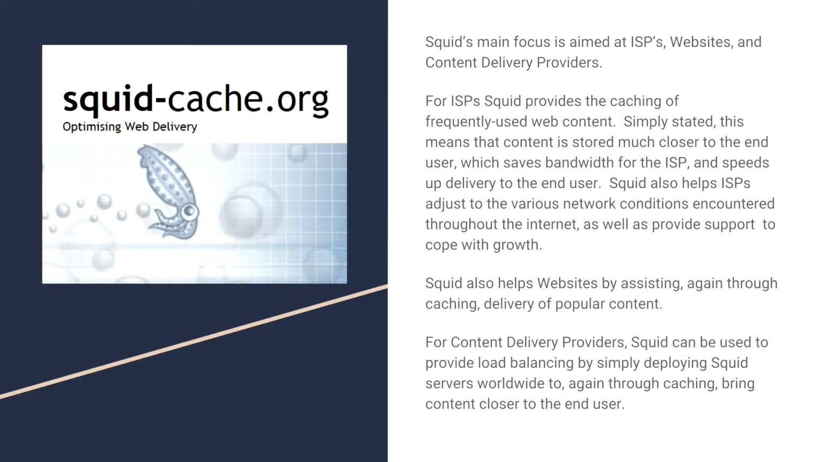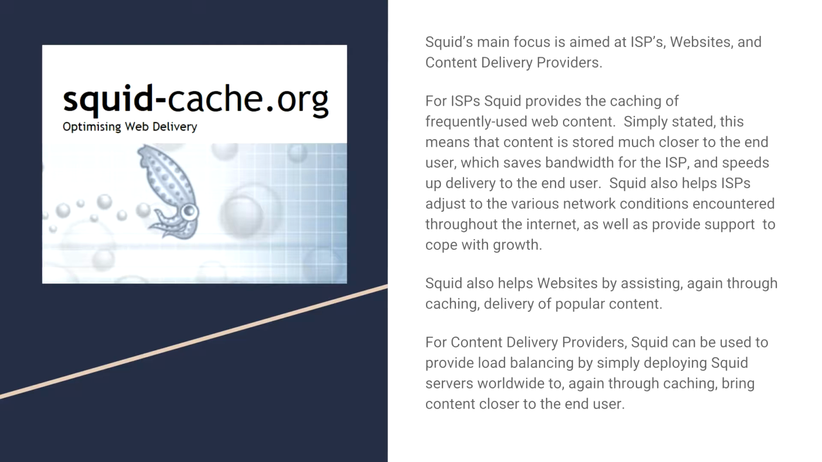For ISPs, Squid provides the caching of frequently used web content. Simply stated, this means that the content is stored much closer to the end user, which saves the bandwidth for the ISP and helps speed up delivery to the end user. Squid also helps ISPs adjust to the various network conditions encountered throughout the internet, as well as provide support for ISPs to cope with growth.